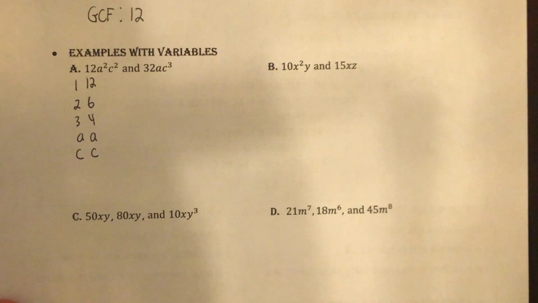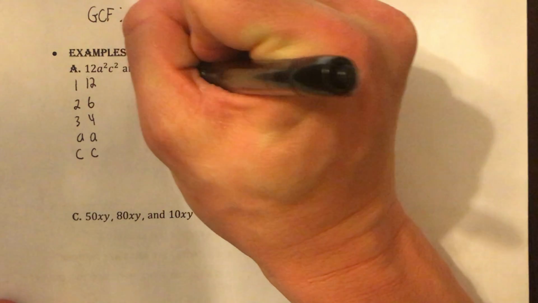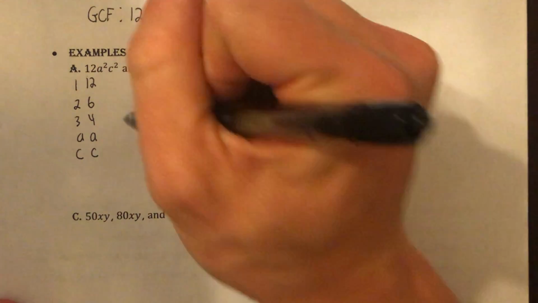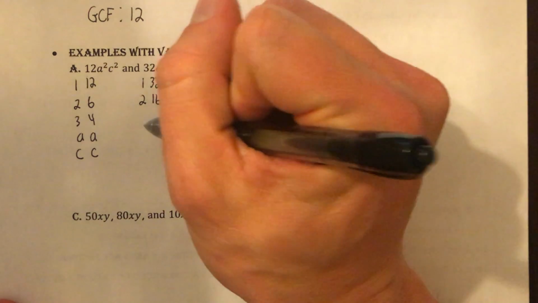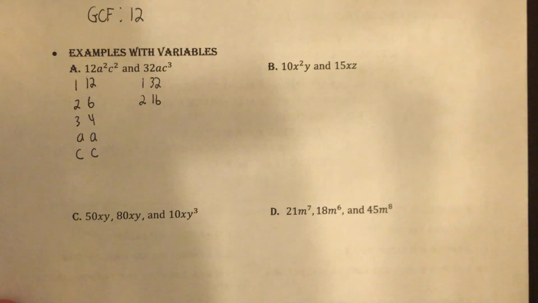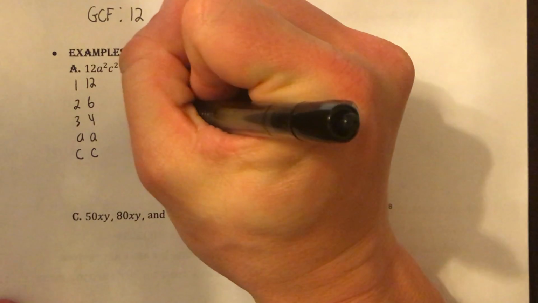32 a to the third. So here we go, start with the number 32 and create its factor pair list. So the first one is 1 and 32, 2 and 16. Does 3 go in? No, it doesn't. Does 4 go in? Yes, it does. 4 and 8.